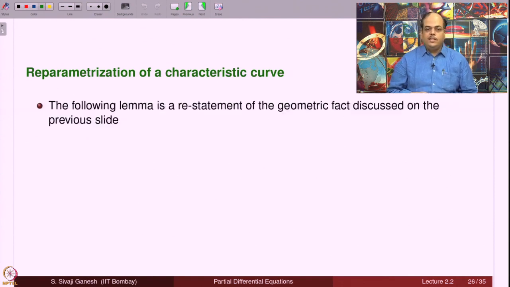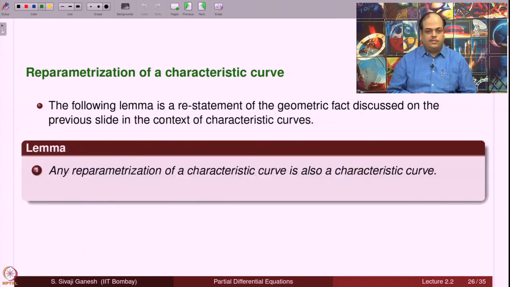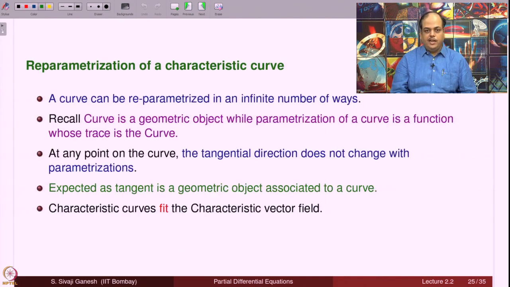So, the following lemma is a restatement of the geometric fact discussed on the previous slide in the context of characteristic curves. Any reparameterization of a characteristic curve is also a characteristic curve. Remember, it is not about a curve, it is a characteristic curve. It means the tangent should be the characteristic direction. It is in this context that the statement is made here, the last one. You know that the characteristic vector field is the same, and tangents are geometric objects, and characteristic curves are those that fit it. Therefore, the next lemma is expected.